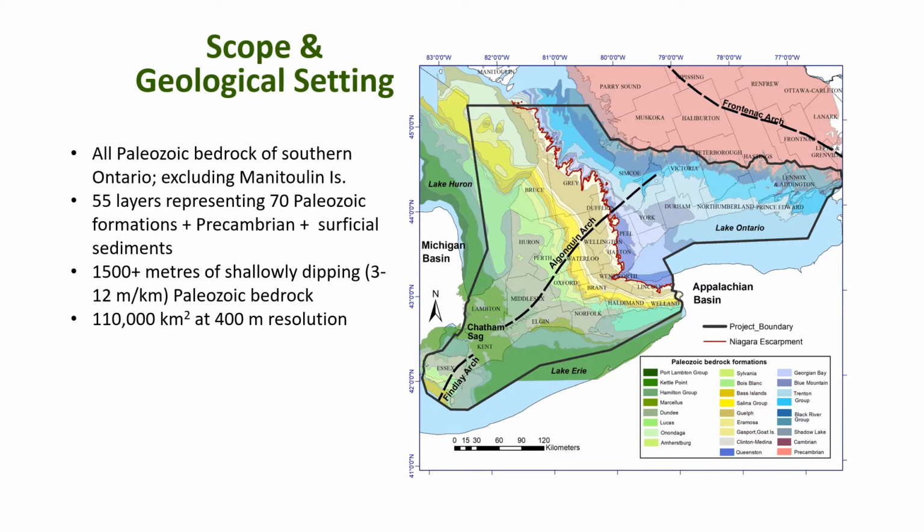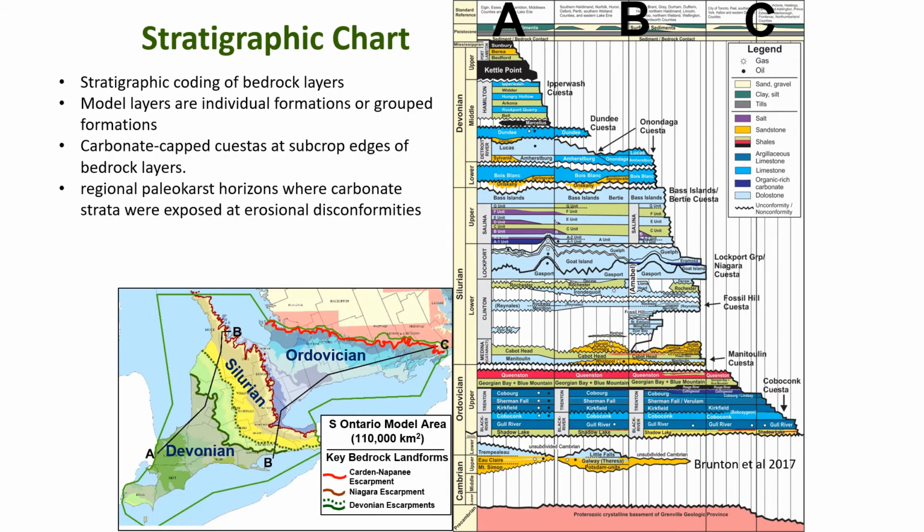As in the first model, project scope includes all the Paleozoic bedrock of southern Ontario, with 55 layers in the model representing 70 Paleozoic bedrock formations plus the Precambrian plus the superficial sediments, 1,500 plus meters of bedrock, 110,000 square kilometers at 400-meter resolution. This is a stratigraphic chart of the Paleozoic bedrock formations in southern Ontario. It is used to guide the stratigraphic coding of model layers.